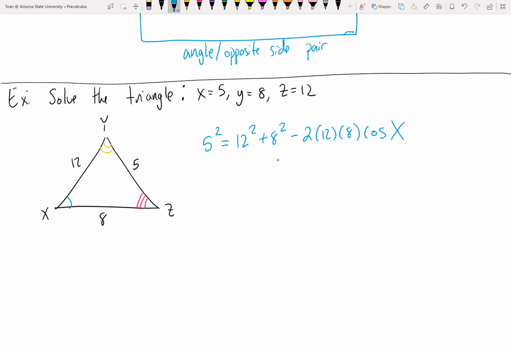Use algebra to get x by itself. So I'm going to subtract these guys away first. So that's 5 squared minus 12 squared minus 8 squared. And then to get the cosine by itself, I have to divide out this product here. So divide both sides by negative 2, 12, and 8.